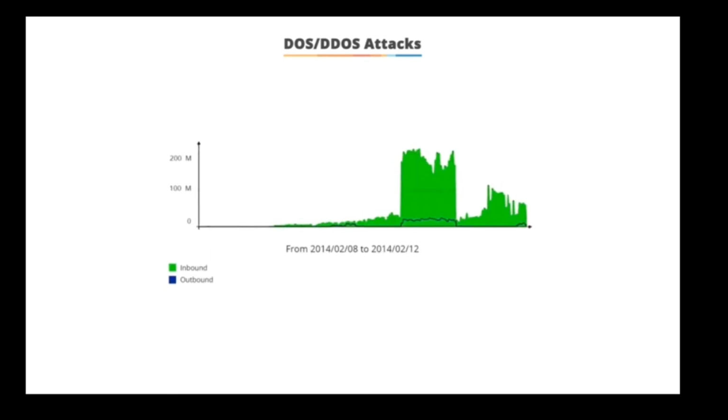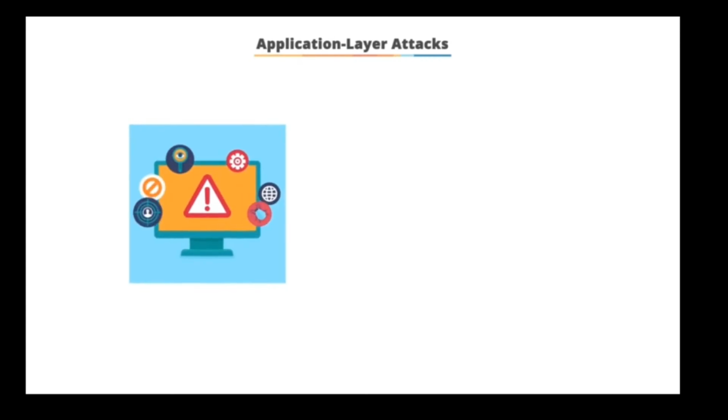Another one in 2014: security provider and content delivery network Cloudflare was slammed by approximately 400 gigabits per second of traffic. The attack was directed at a single Cloudflare computer and targeted servers in Europe, and was launched with the help of a vulnerability in the Network Time Protocol, or NTP, for computer clock synchronization. Let's talk a little bit about application attacks.